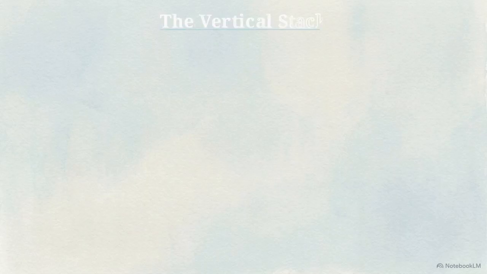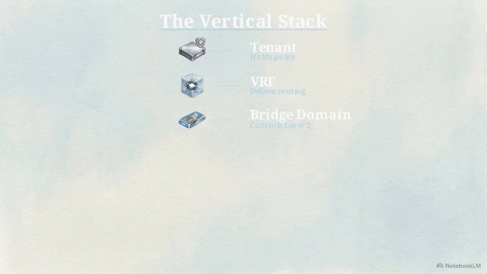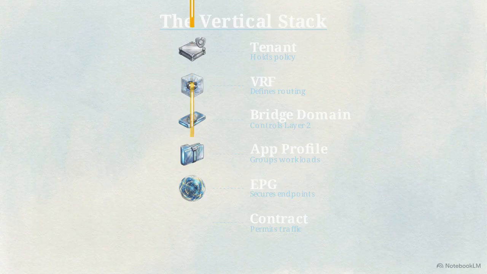This blueprint lays out the completed vertical stack. The tenant holds policy, VRF defines routing, bridge domain controls Layer 2, application profile groups workloads, EPG secures endpoints, and the contract permits traffic. They work together as a single translation engine.